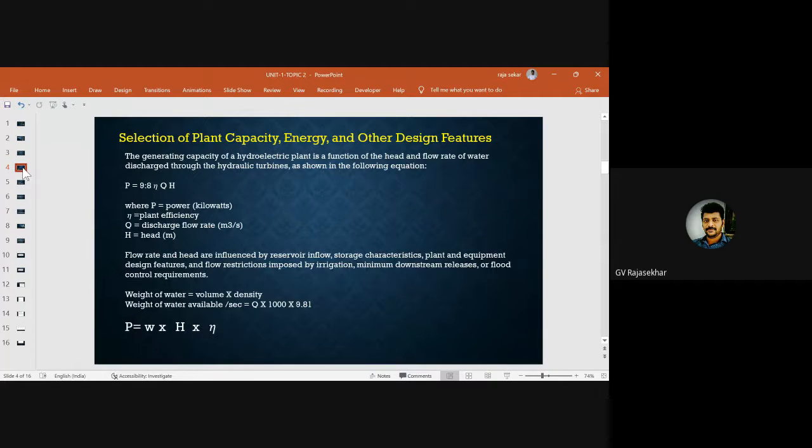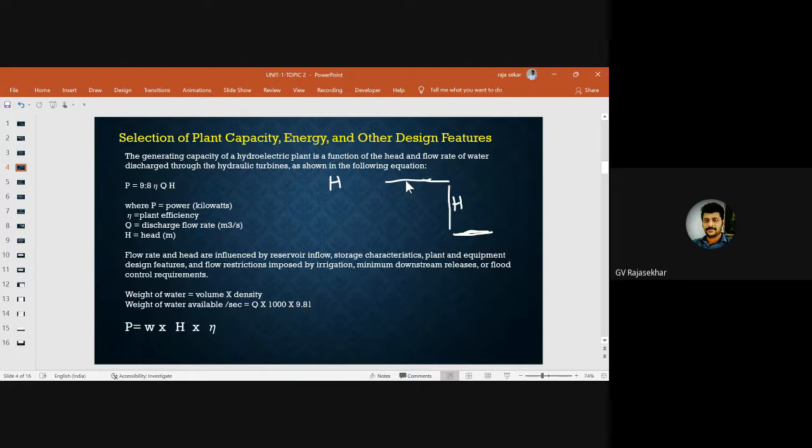Next, selection of plant capacity, energy, and other design features. Suppose you have a plant, and for the plant, let h be the height of the water, or you can call it the head. Suppose the water is here, and your power plant is here, then this is your head h. The height from the power plant is measured as h.